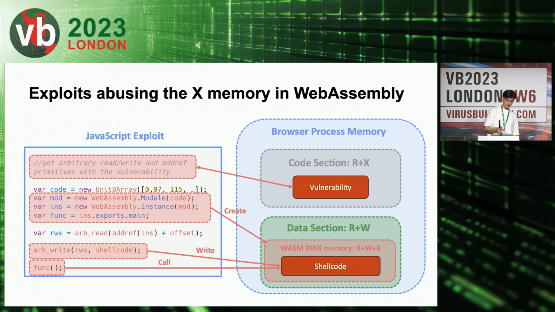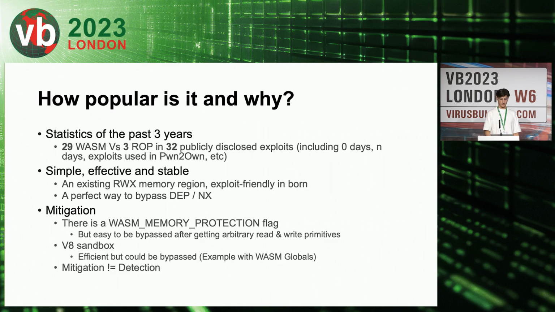So like I said, this is a typical attack scenario that attackers use a lot. How popular is it, and why? We computed some statistics for the past 3 years, and out of the 32 publicly disclosed exploits that we analyzed, 29 of them use this technique. And why? It's very simple to use, very effective and stable. Indeed, it's very exploit friendly, as there is existing RWX memory in the browser process. So it's a perfect way to bypass DEP and any mitigation.